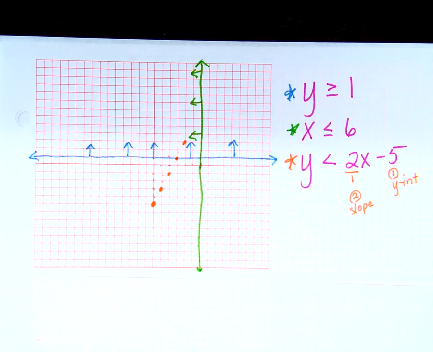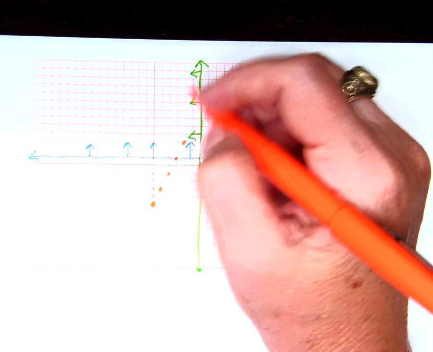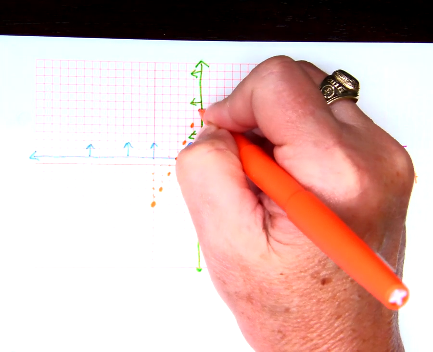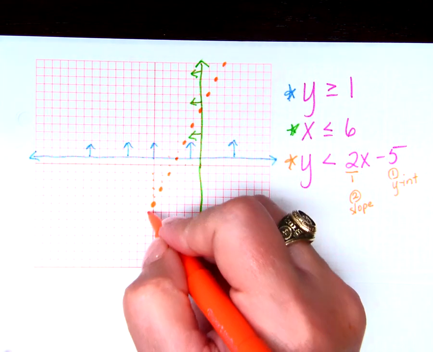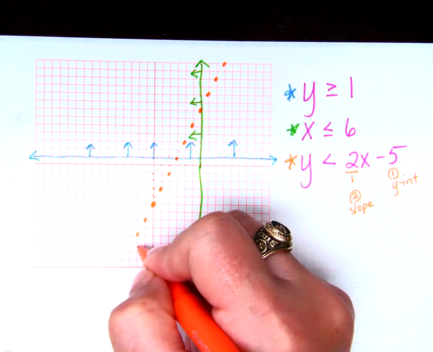Now, how many points do I want to make? As many as I can. I want to make all of them that I can. Why do I want to do that? So you can see your line. It's very easy to see the line if I make all the possible points, right?